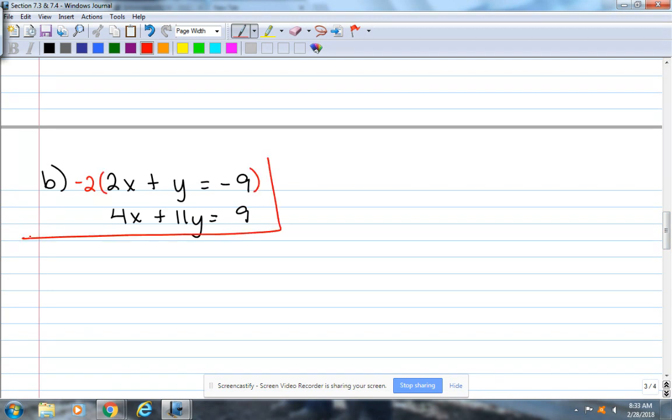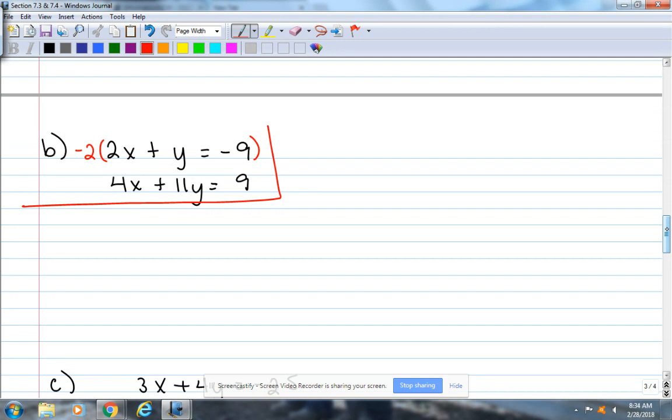Okay, but we still should all get the same ordered pair, regardless of which one we eliminate. But I like to use whichever would take the smallest numbers to get there. That's usually my choice. Does that make sense? Because when you start multiplying numbers and they're larger, they get really big.